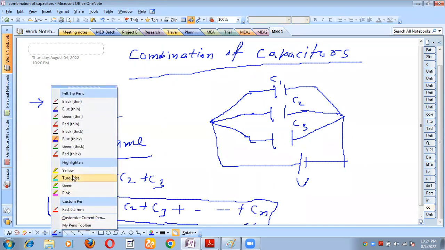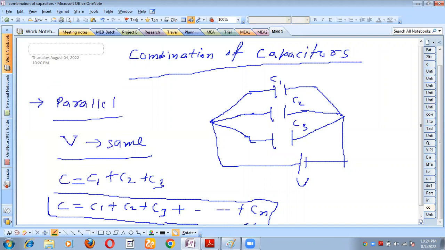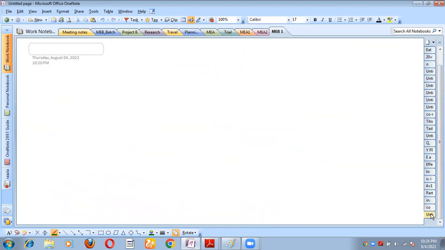That is a very crucial part. You only have to identify the capacitors. Sometimes it is very difficult to identify whether capacitors are in series or in parallel. In that case, this concept will be very useful: the potential should be the same. Understood my point? Yes, sir. All right.